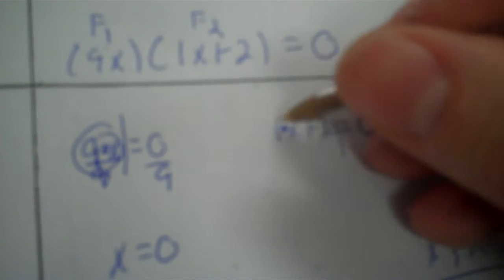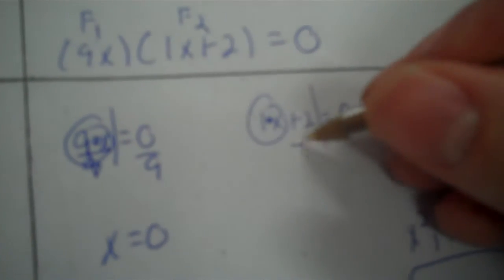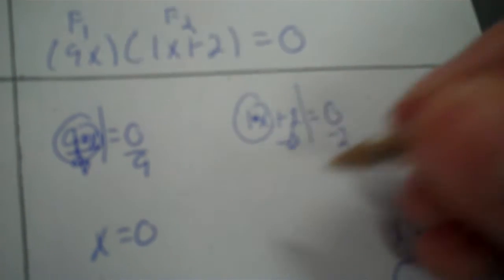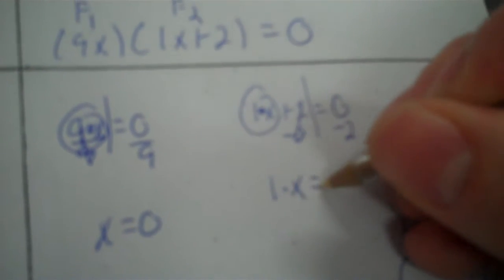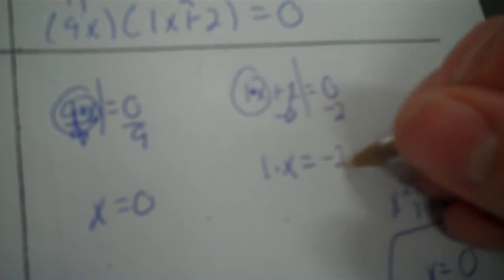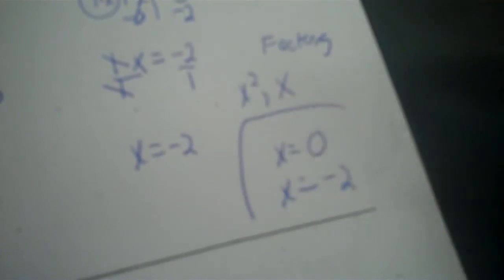That's your first answer. Now in the other one, you got this 1 times x and then a plus 2 equals 0. So you get rid of your plus 2 with a minus 2. 0 minus 2 is negative 2. Then you divide each side by your 1. And then negative 2 divided by 1 is negative 2. So 0 and negative 2 are your answers.